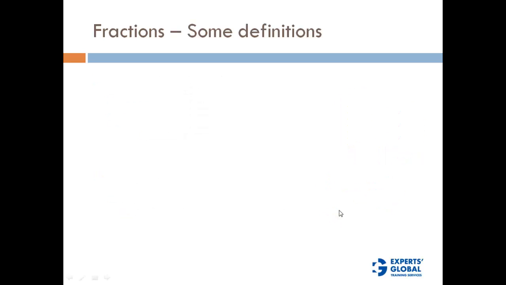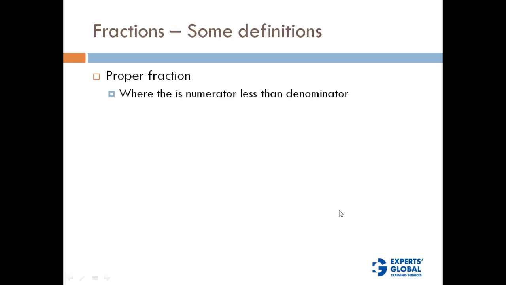Some basic definitions for fractions. Proper fraction. A proper fraction is a fraction where the numerator is less than the denominator. So now you will see that this fraction that we just saw, 5 divided by 9. What is the numerator? 5. What is the denominator? 9. So this kind of a number is a proper fraction, right?